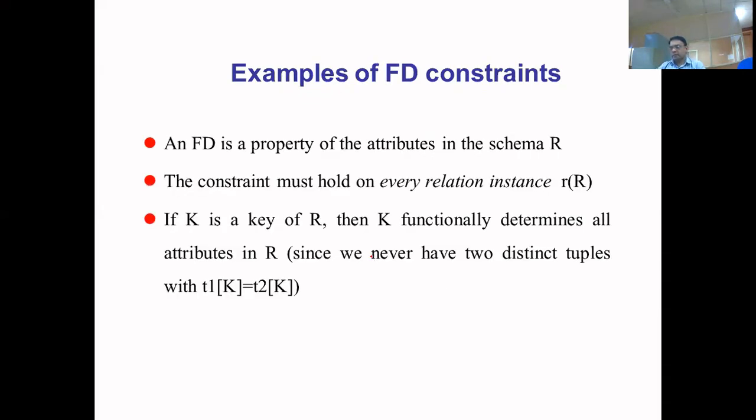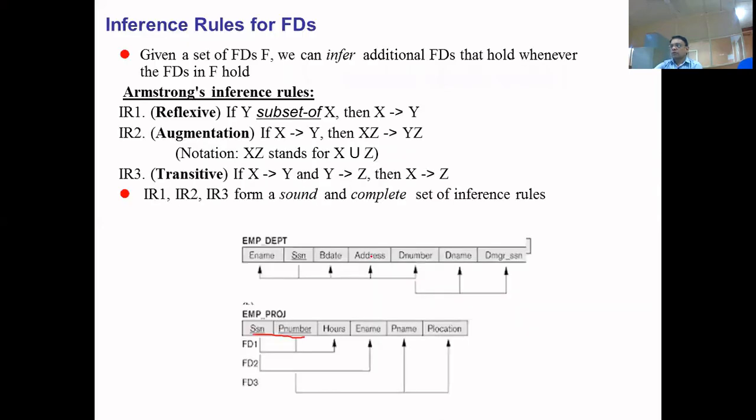The slide says that it's a property of the attributes in the schema R. And this functional dependency constraint has to hold on every relation state of R. So we have 6 inference rules. As I told, the schema designer is going to specify only the semantically obvious functional dependencies. We may have other functional dependencies that hold on relation states that satisfy the dependencies in F. To infer or obtain these other functional dependencies, we can use these inference rules.